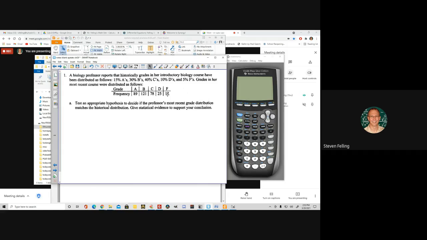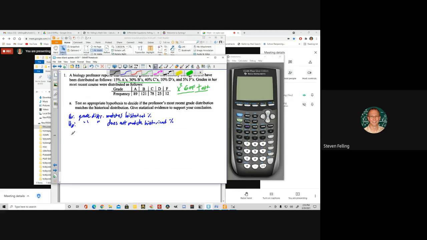All right, so the first thing we would do is, what kind of test do we have? Well, we have historic values here, right? So that's going to make this a goodness of fit test. We're going to do a chi-squared goodness of fit test. We'll go ahead and write that, identify what the test is. And that means that the null hypothesis is going to be that the grade distribution matches historical values or historical percentages. The alternate is that the grade distribution does not match the historical percentages.